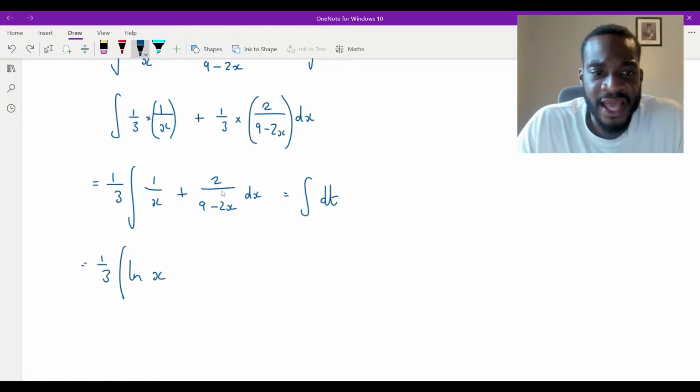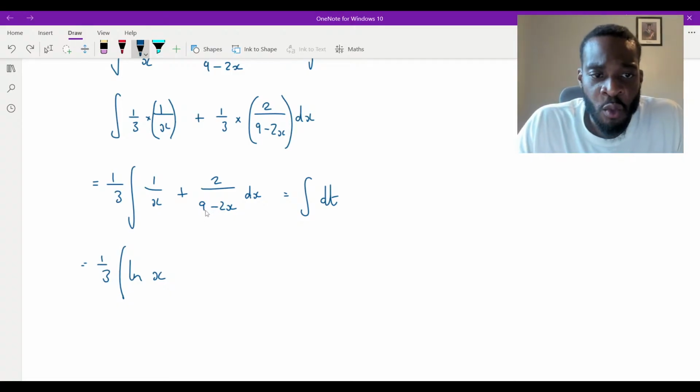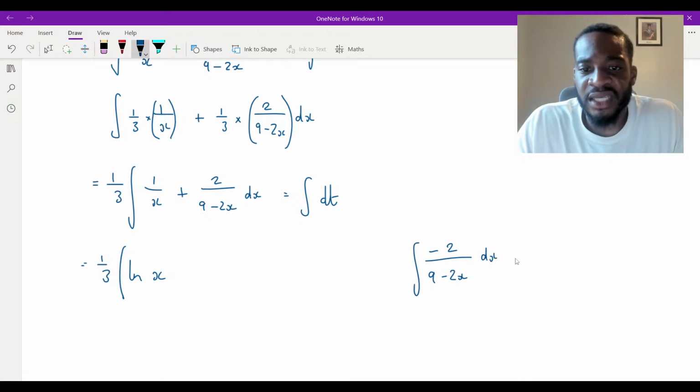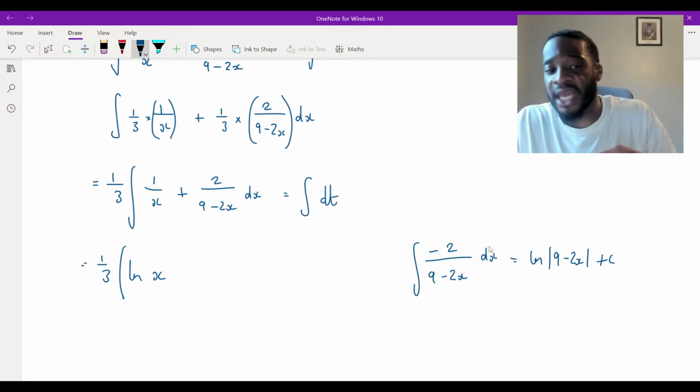And then this one, how do I integrate this? Remember, look at the denominator. Whenever you're integrating fractions, guys, look at the denominator. When I differentiate 9 minus 2x, I get a minus 2, right? So for example, if they ask me to integrate minus 2 over 9 minus 2x, then immediately that will just go to the ln of, I'll put modulus sign on this, 9 minus 2x plus c, yeah? Because the numerator is the exact derivative of the denominator.